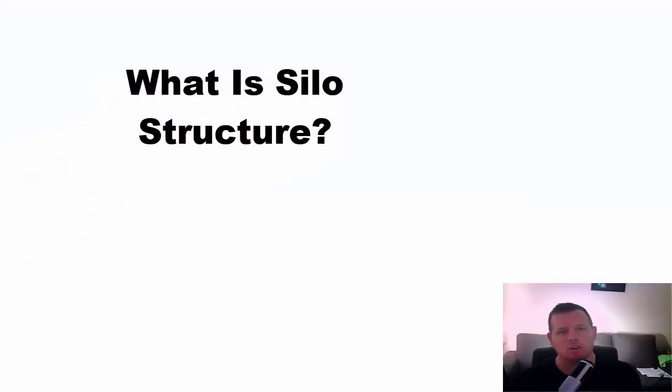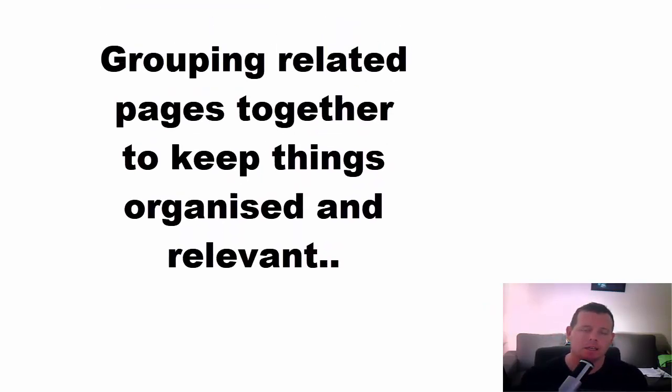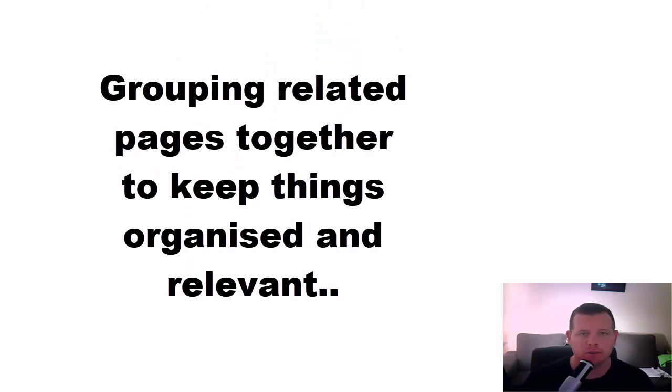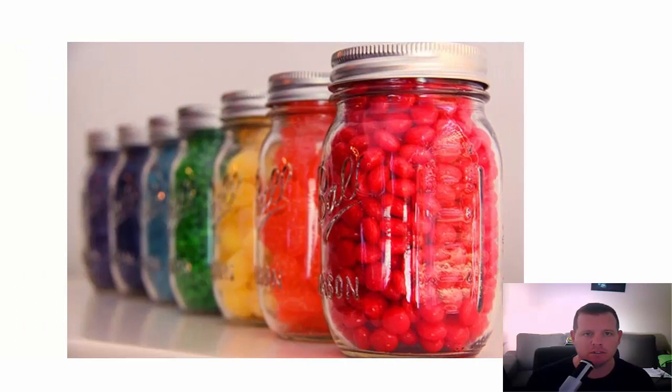Okay, so what are silo structures? Silo structuring your website is basically organizing your site so it is relevant to each piece of content that you're writing. So basically you've got your categories, and in that category you only talk about that specific topic. So you can imagine you've got 5 jars of jelly beans. They've all got different colors. So you'd organize each jelly bean in the color in a separate jar.